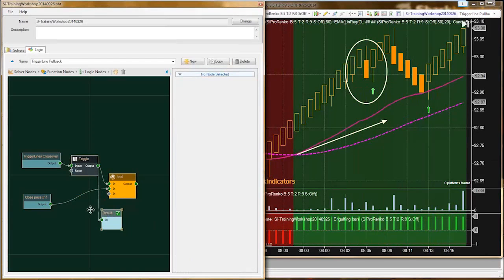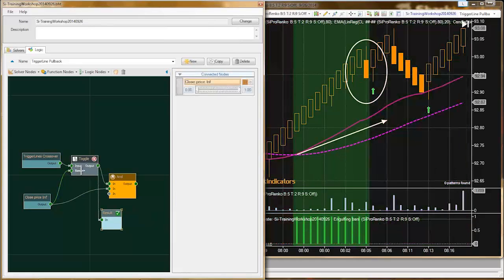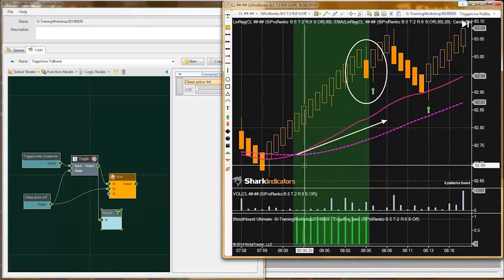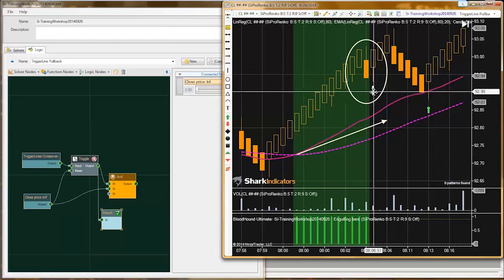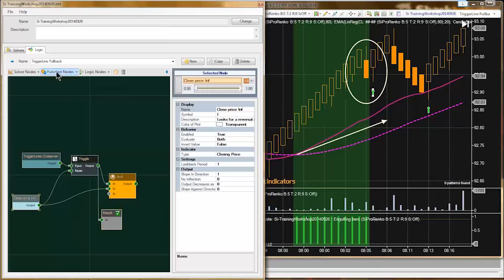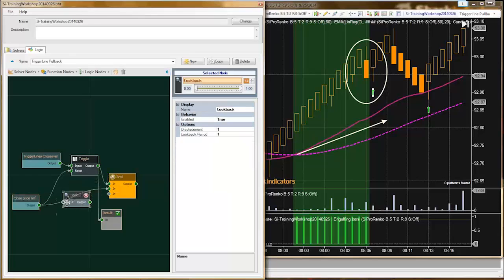So let's take a look at the toggle node, and let's connect this inflection solver into the reset. And so let's take a look. Right, so we get our cross up, we're in a long state, and then the inflection solver gives us a long output, and look, it turned off. The toggle node turned off one bar too soon. So we need to delay that signal. So we're going to use this look back to delay the signal.